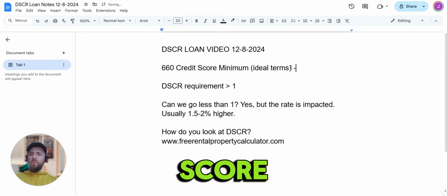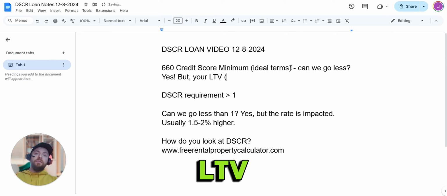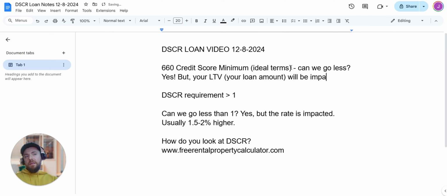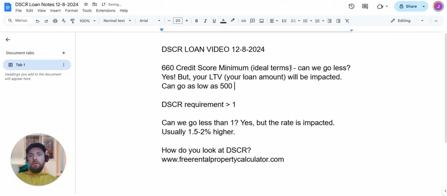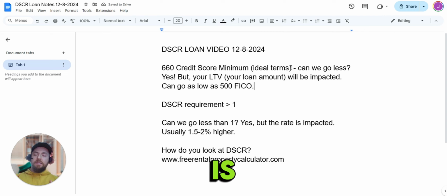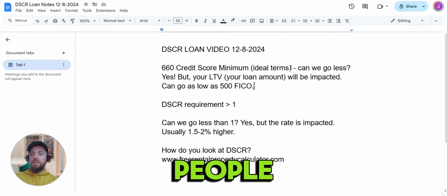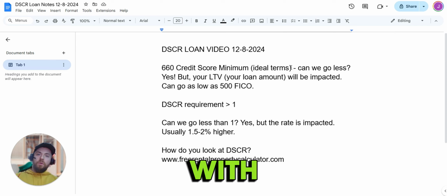Something I didn't talk about on credit score: can we go lower? Yes, but your LTV, meaning your loan amount, is impacted, meaning the leverage will be lower and the rate will be higher. Believe it or not, we can go as low as a 500 FICO. We don't like to because the pricing is not great when the alternative is to get a trusted individual, usually a spouse, a sibling, whatever, to come on the loan with you. Then you clean up your credit over the next 3 to 5 years, take them off the deal, and then it's yours.